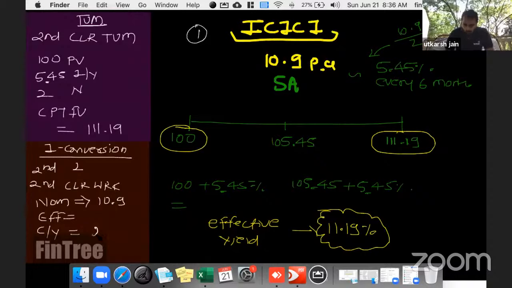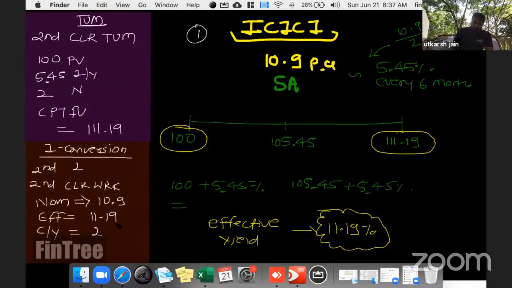So now press 2 and press enter. Press 2, press enter. I hope we are all doing this together. Press 2, press enter. Then press upward arrow. Come back to effective and press compute. Press compute now and tell me what are you getting? You'd get the same number, 11.19, right?